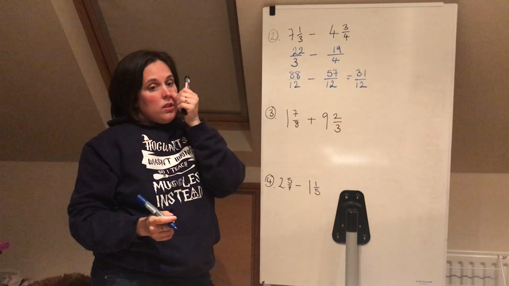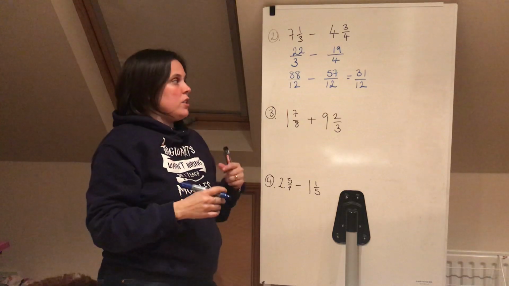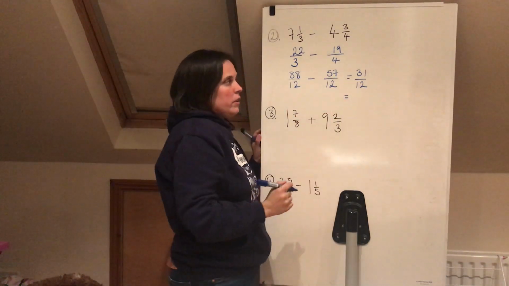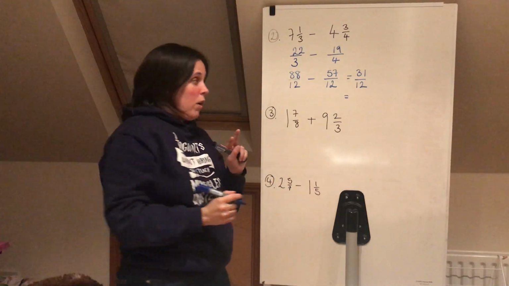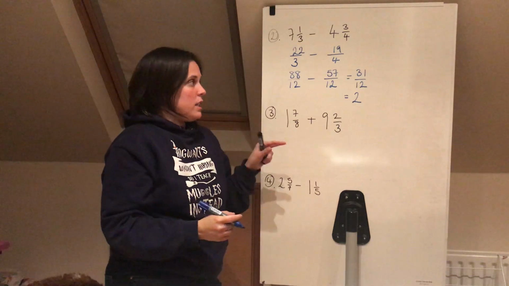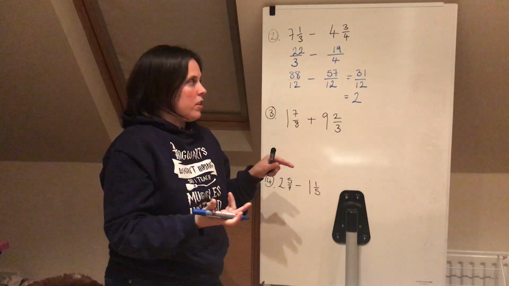And then all you've got to do is to convert that back into a mixed number. So how many times does 12 go into 31? It goes in twice, and 2 lots of 12 is 24. I need to get to 31.